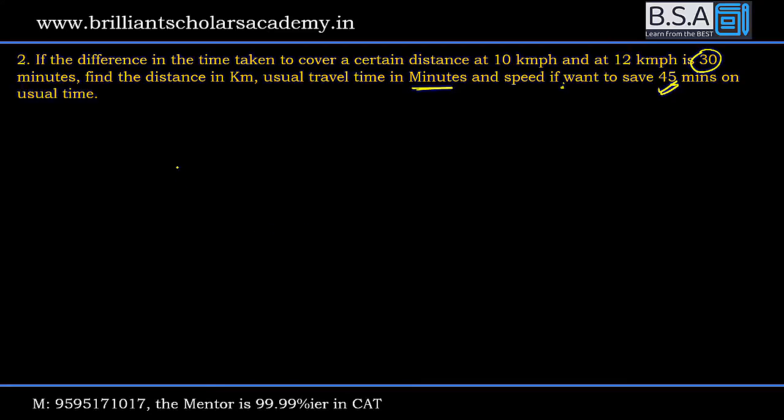There are small 2-3 parts of the question. Let us say Suresh travels the same distance. Normally he travels at 10 kmph. Today he is traveling at 12 kmph. Because of this, he could save.